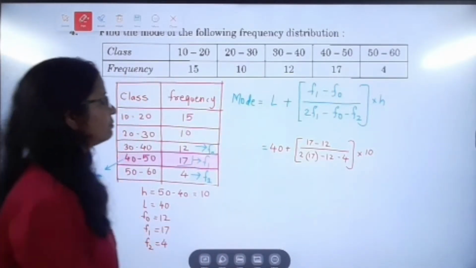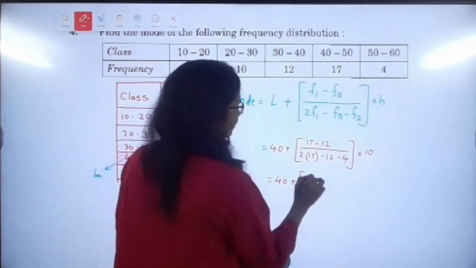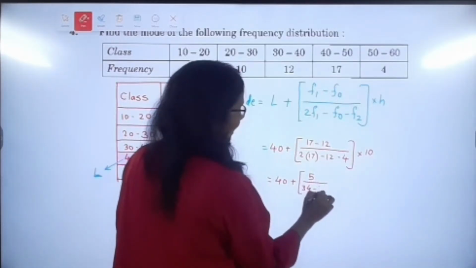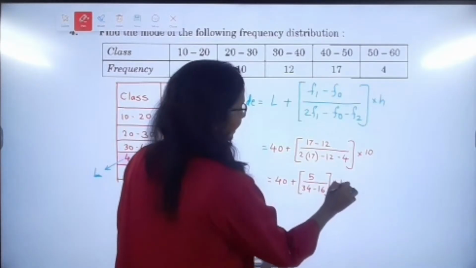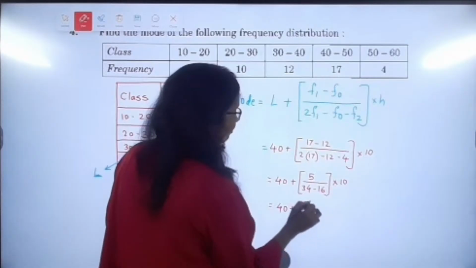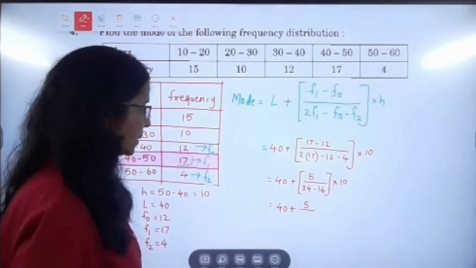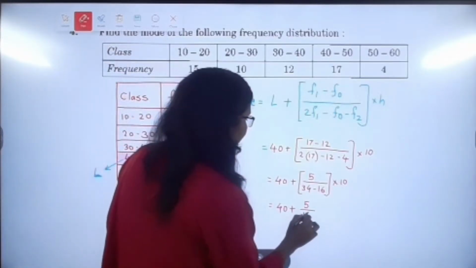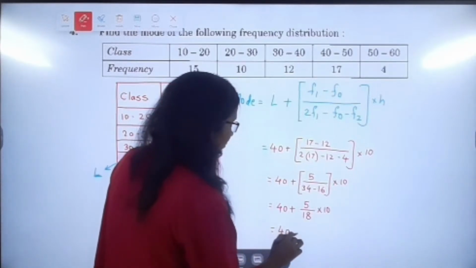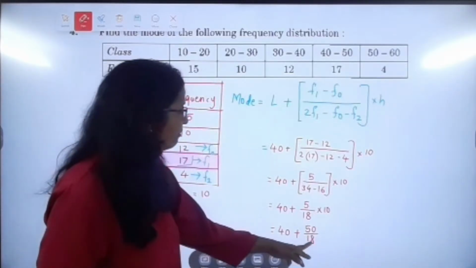Okay, this way. So here first solve the bracket: 5 upon 34 minus 12 minus 4, that means minus 16, and multiply by 10. So here 40 plus 5, and 5 divided by 34 minus 16, that is 18. Okay, and then multiply by 10. So here 40 plus 50 divided by 18. So here you can simplify this one.